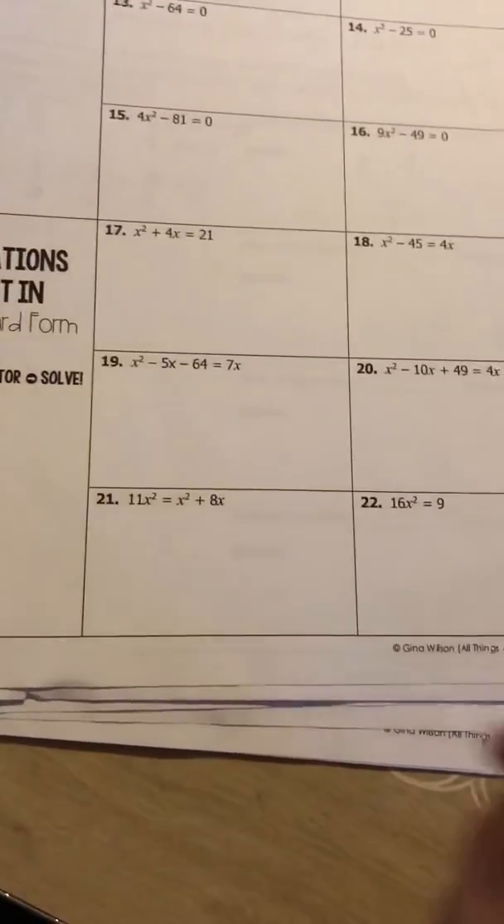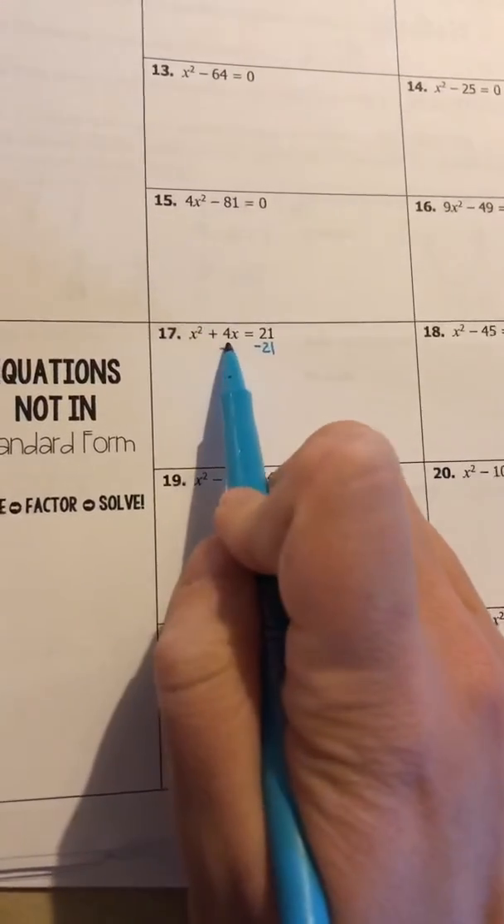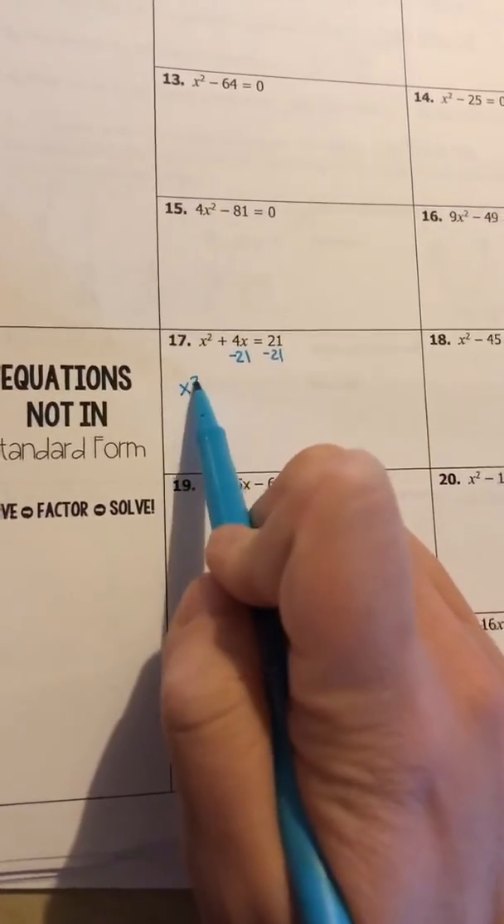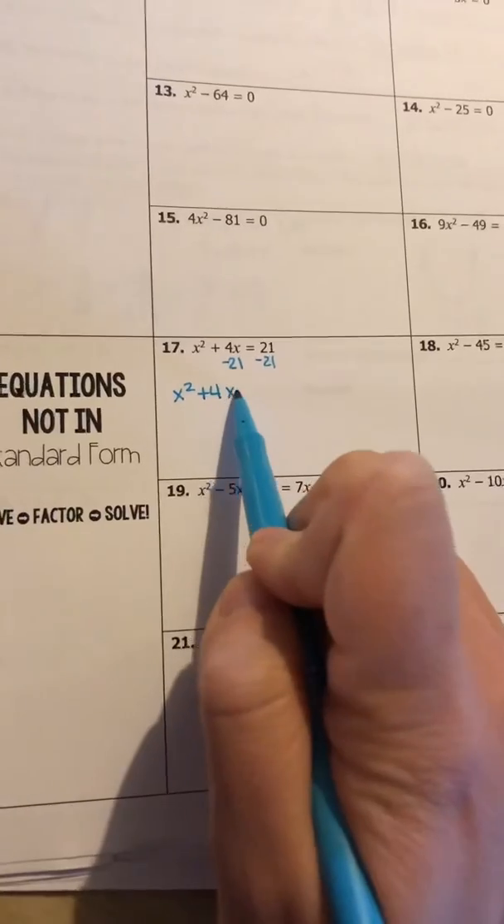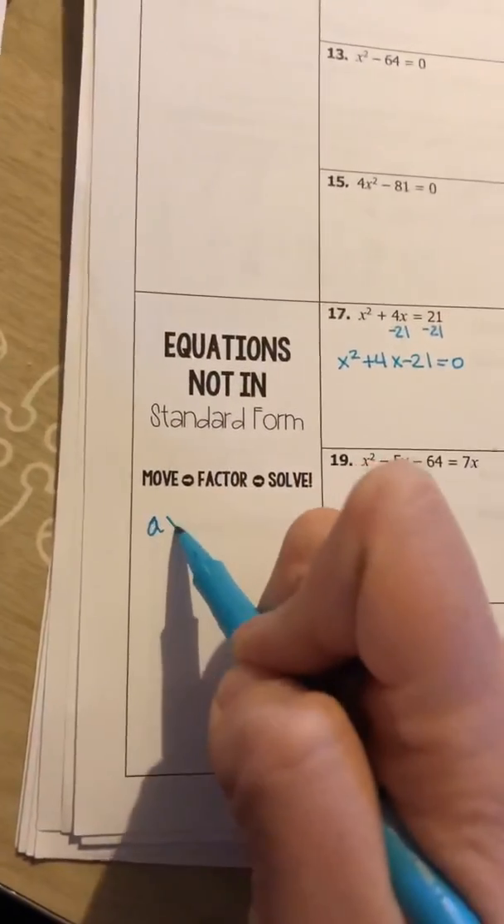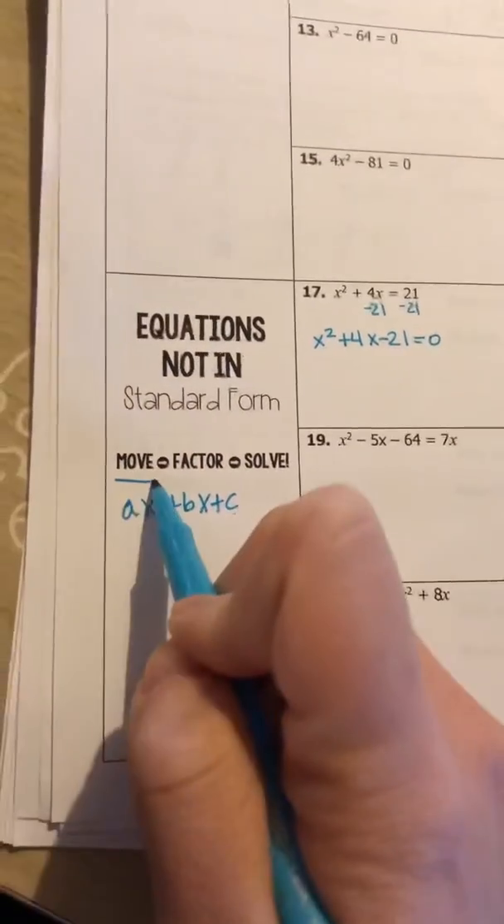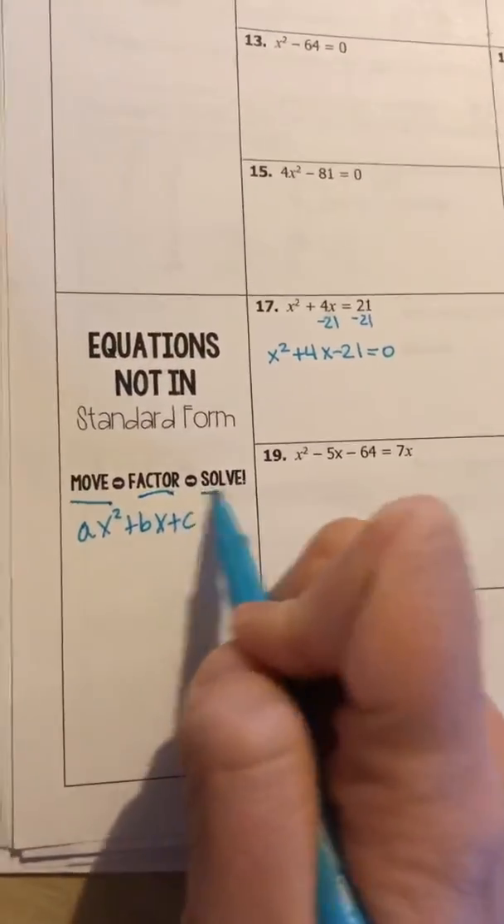And okay, now they're not in standard form in the bottom part. All you have to do is get it into standard form first. So that just means I need to subtract my 21 over. So x squared plus 4x minus 21 equals 0. You've got to get it in that ax squared plus bx plus c form. So it says move it first, then factor it, and then solve it.